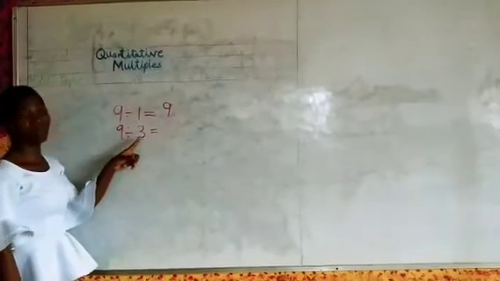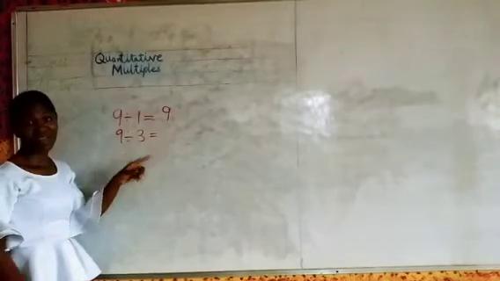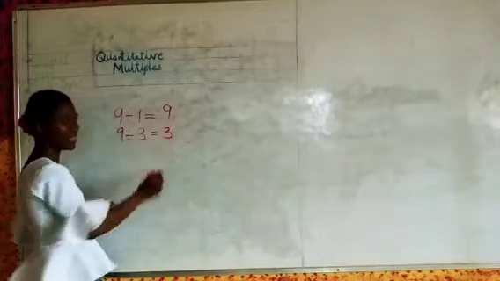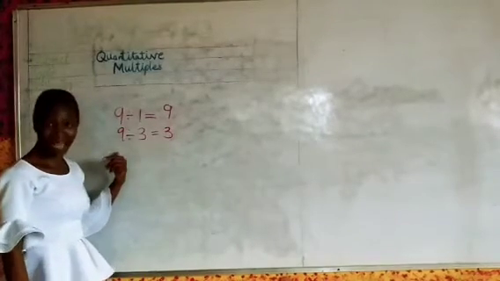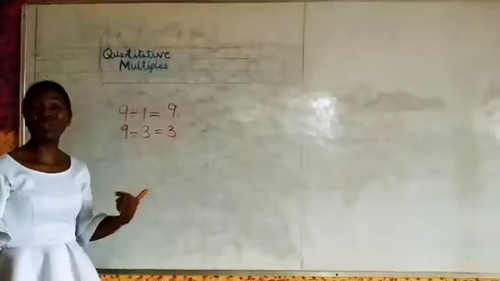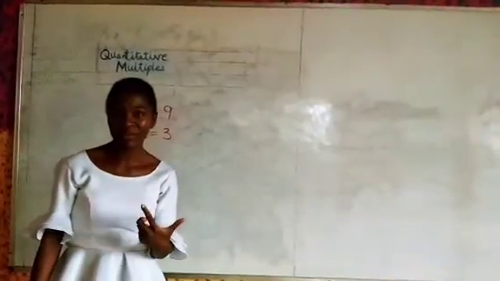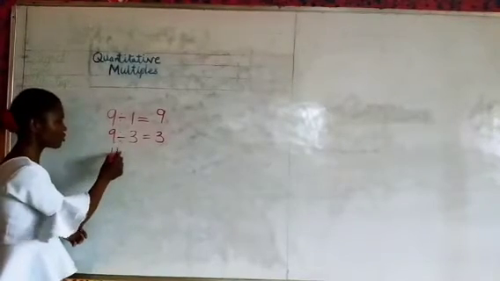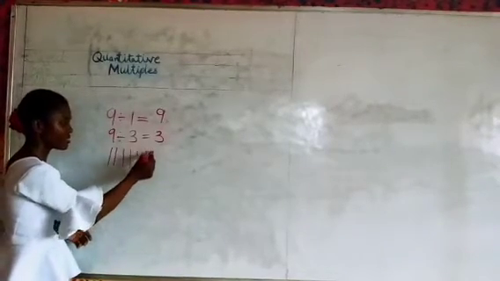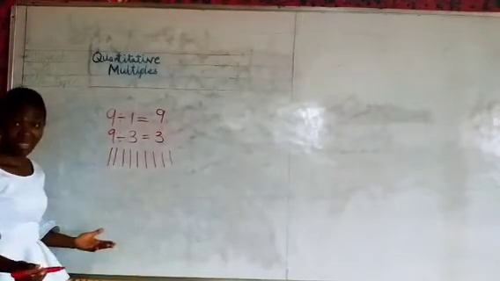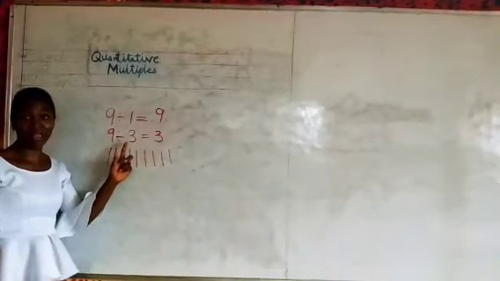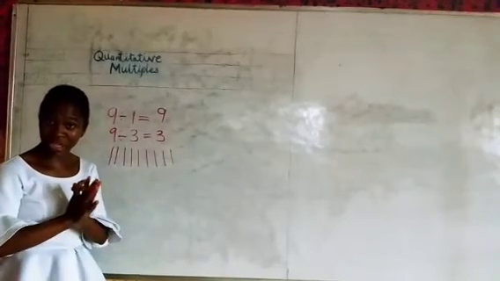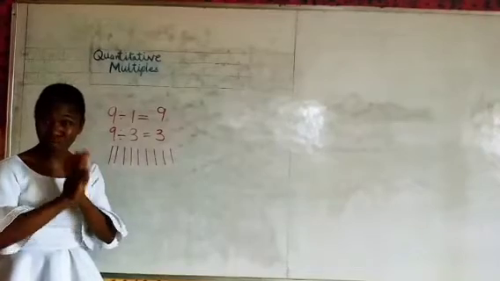Good. Now, I move to 3. So 9 divided by 3, what will it give me? 3. Good job. When I say divided, it means how many times will a number go into a certain number without remainder? Watch this. Now, I have 9. 1, 2, 3, 4, 5, 6, 7, 8, 9. Now, I'm asked to divide 9 by 3.